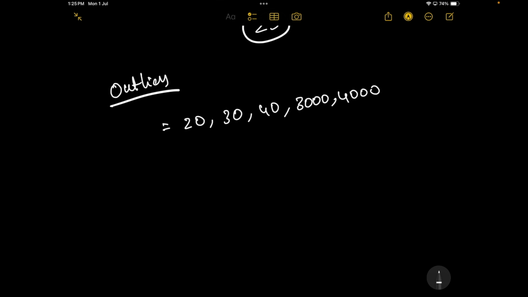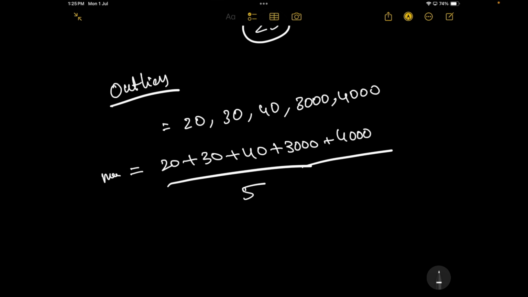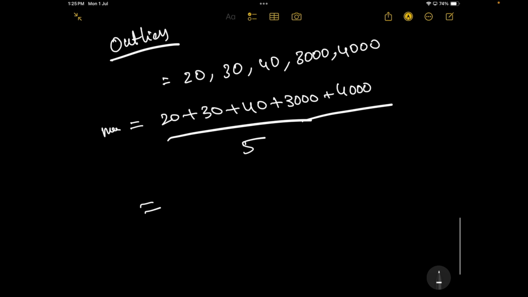If I'm taking an average out of this, for example the mean, I need to take 20 plus 30 plus 40 plus 3000 plus 4000 divided by 5. So this is what a mean means, right? If you take that out, I'll just do a quick calculation. 40 plus 3000 plus 4000, that is 7090 divided by 5, that is 1418. So on average every day we are getting 1418.